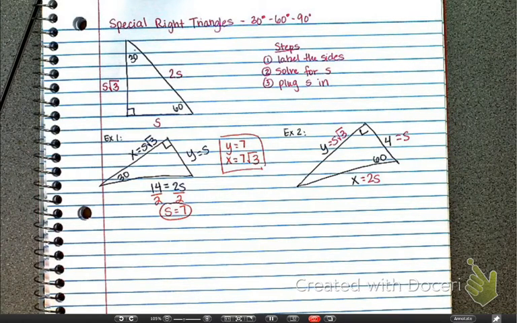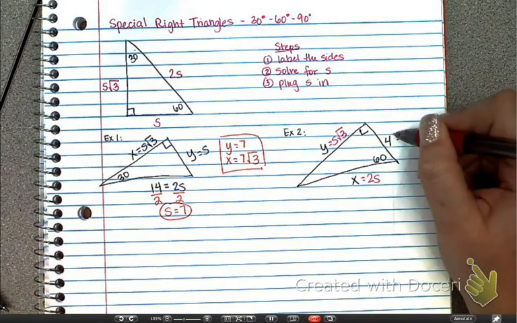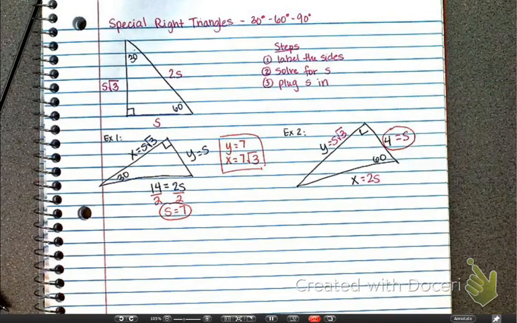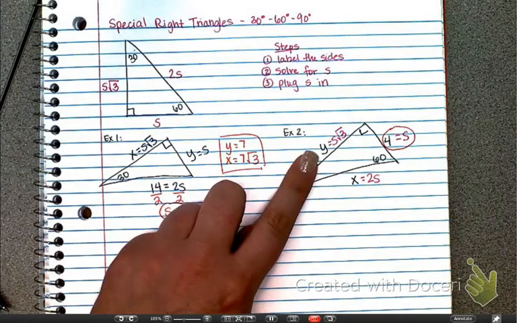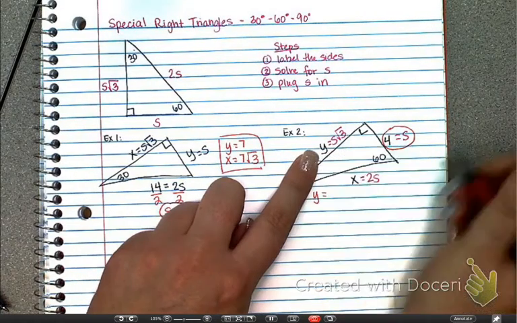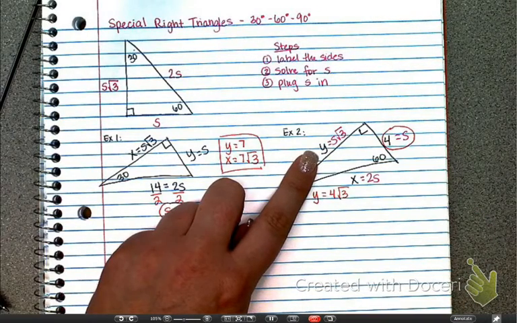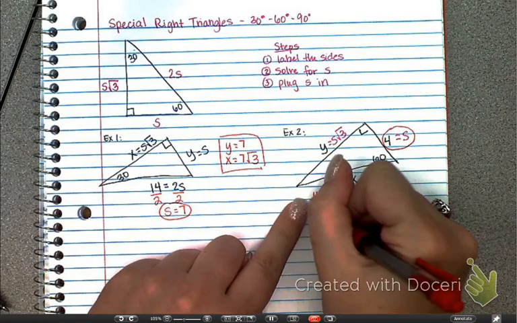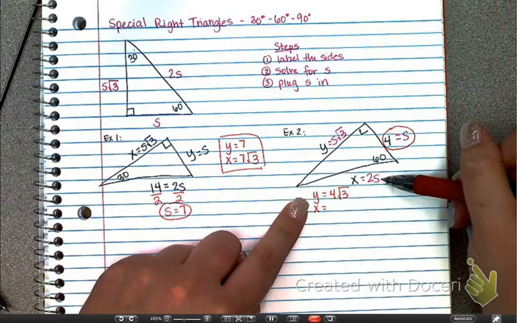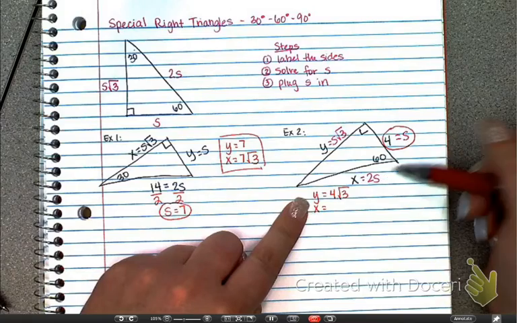Okay, that's step 1. Step 2 is either we have an answer where it's S equals something, or we have to solve for S. Do we know what S equals? S equals 4. It says it right here. It literally says S equals 4. Okay, we're done with step 2. Step 3, plug it in. So if I plug it in for Y, if S equals 4, it's 4 square root of 3. For X, if S equals 4, what does X equal? 8. 2 times 4 is 8.